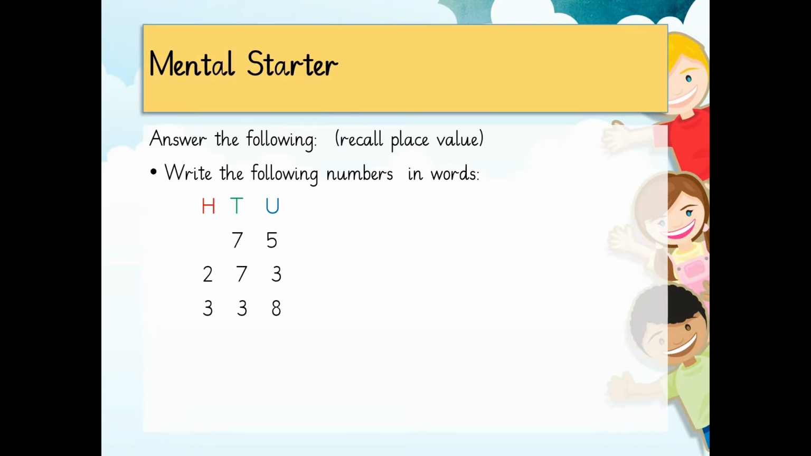Alright children, let's start the lesson with a mental starter. In the mental starter, we will do an activity. You have to write down the given numbers in words. Just observe the given numbers carefully and recall place value. First of all, you have to identify the place value for each of the given digits. It will help you to write down the given numbers in words. Just take your time and think about it.